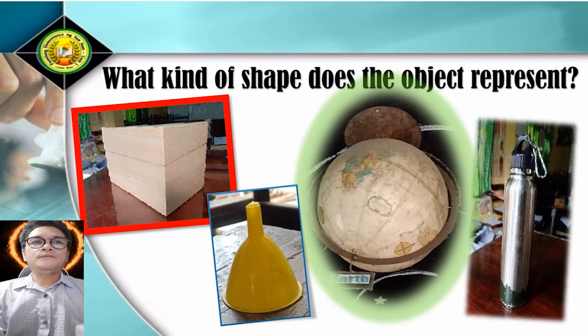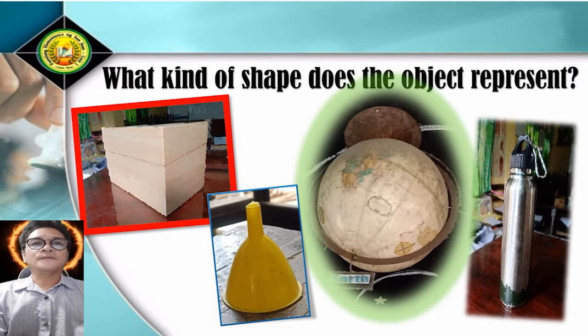What kind of shape does the object represent? In the first picture, yes, very good. That is a chalk box. It represents, from the first base, a rectangle. Then the other side is a square. The second picture, yes, it is a funnel. It can represent a circle and a triangle.